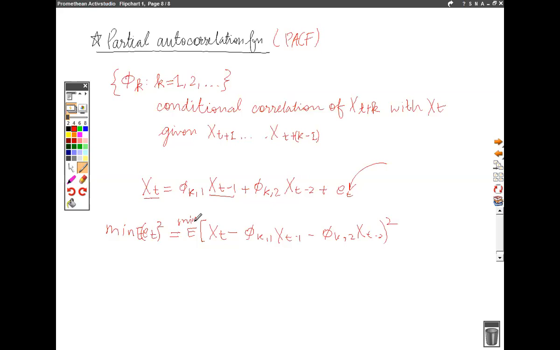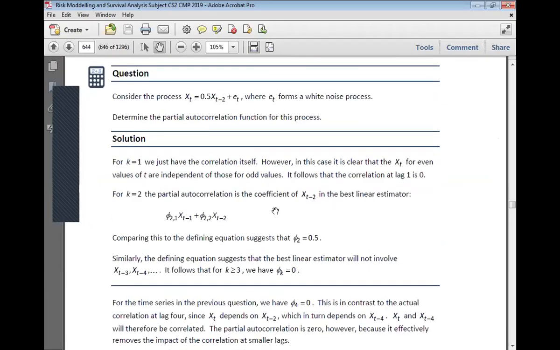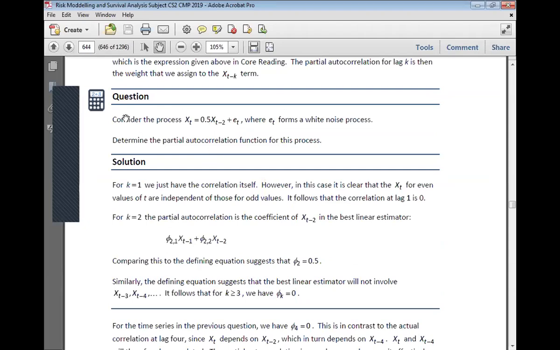So let us maybe try to determine. We have a nice question actually. Yeah, so this is the question. Try not to have a look.